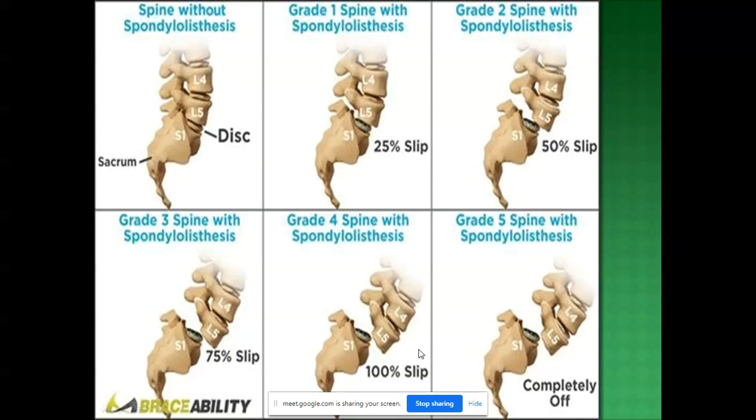Here you can see 100% of the slip. So grade 4 spondylolisthesis. Here you can see it is completely off. So that is why it is called grade 5 spondylolisthesis.